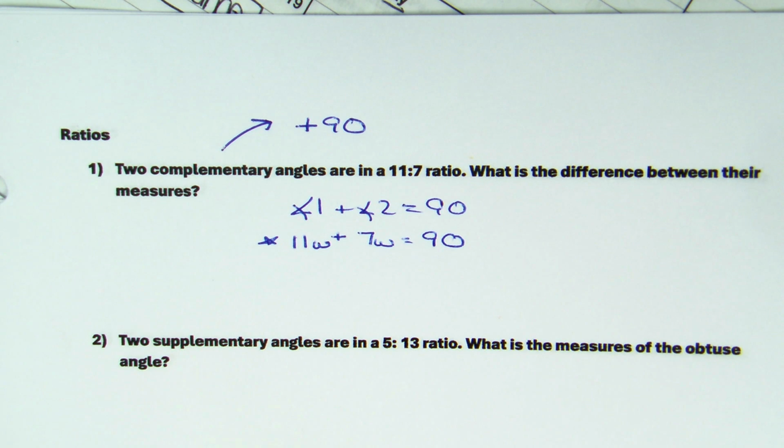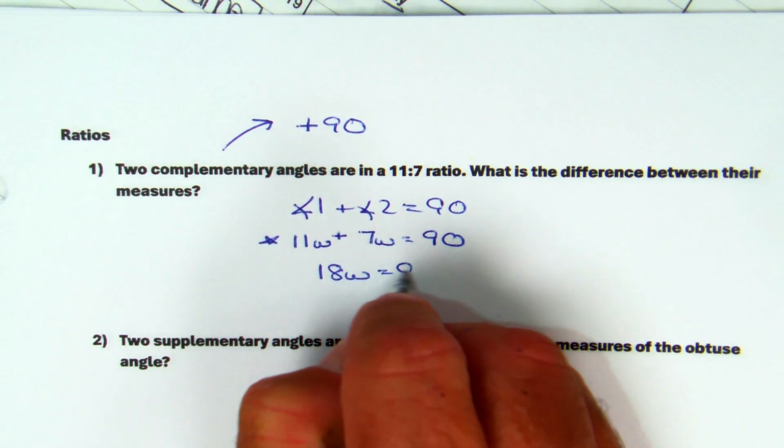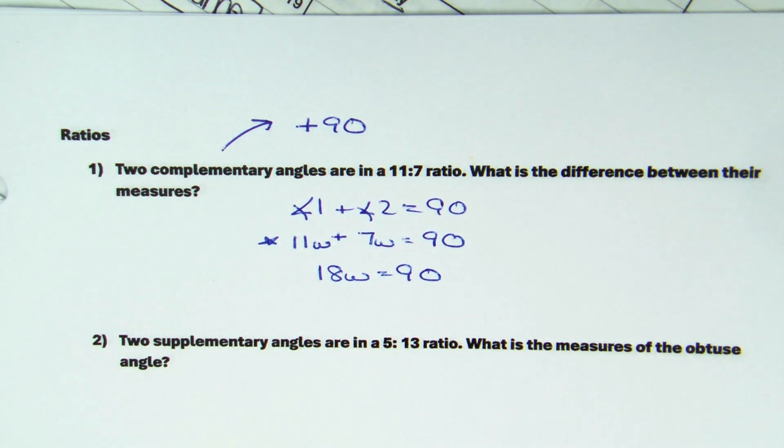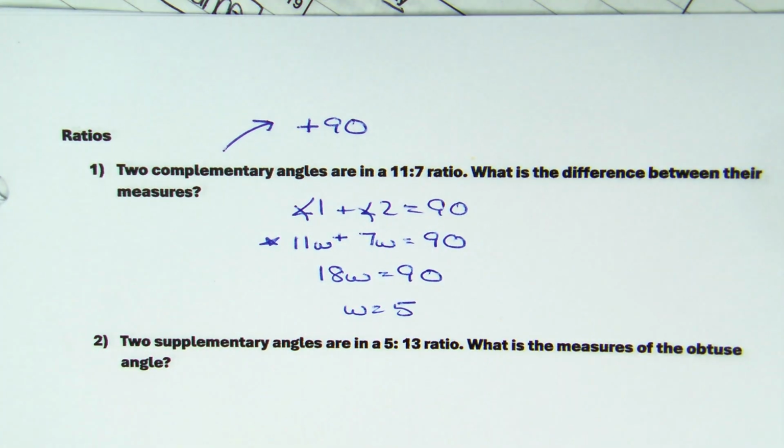So let's say you have a problem like this and it's worth 10 to 12 points. That is showing 1/3 of the points because you're showing the geometric knowledge. Now, algebra, what's 11W plus 7W? 18W. And then how do you get rid of a multiplication by 18? Divide, and W equals 5. Alright, so there's your algebraic knowledge.